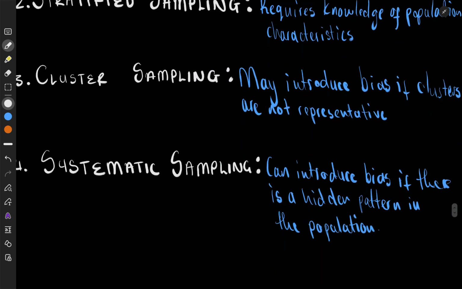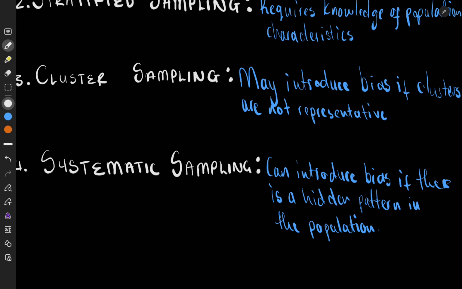And then what about cluster sampling? These last two introduce bias, because cluster sampling only focuses on one cluster. You choose clusters randomly, but you focus on a whole cluster. You don't pick from each cluster. You pick the cluster as it is. So it may introduce bias if the clusters are not representative. These last two, cluster sampling and systematic sampling, are not the best when it comes to bias.